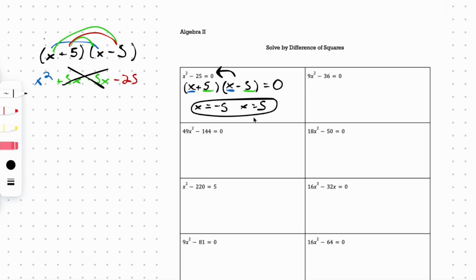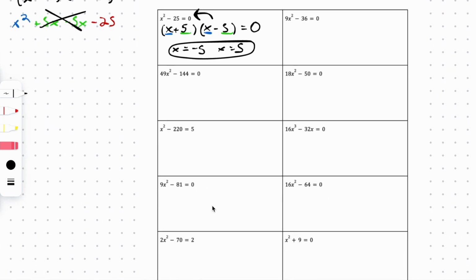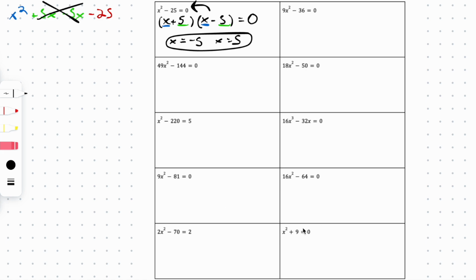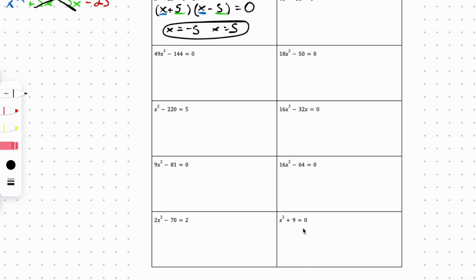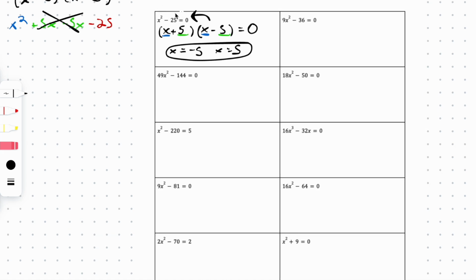One thing I should also say is that difference of squares will only work if we have this negative sign in the middle. If it's positive, it's going to be imaginary, so we can't do that. Okay, let's do this bottom one right now. Let's think about why we can't.